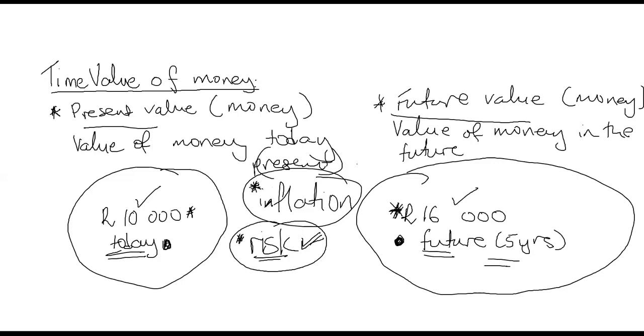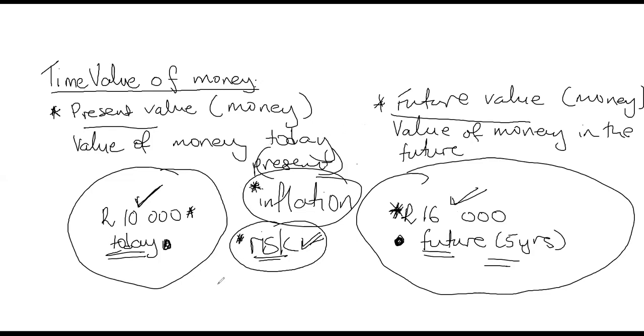Money loses value. Something might cost 10,000 Rand today. Let's say a laptop, for example, might cost 10,000 Rand today, but 5 years from now, it might cost 16,000 Rand. So it's obvious that if you borrow 10,000 Rand or if you invest 10,000 Rand, you might want to be compensated for inflation, the rise in price. So that's why the value of money today is not the same as the value of money in the future.